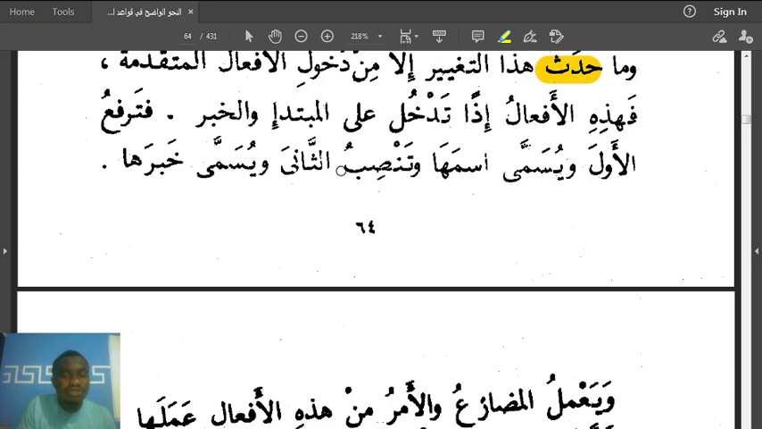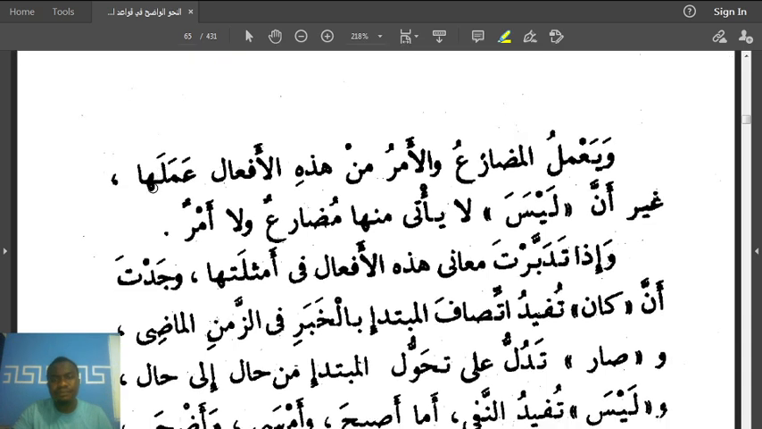وتنصب الثاني, and it makes the second noun منصوب. That is what he means by وتنصب. And وترفع means to make it مرفوع, تنصب means to make it منصوب. ويسمى خبرها, and it is called خبر كان, خبر أصبح, خبر أمسى, like that. So you say the mubtada and khabar now become ismu kana and khabar kana, like that.